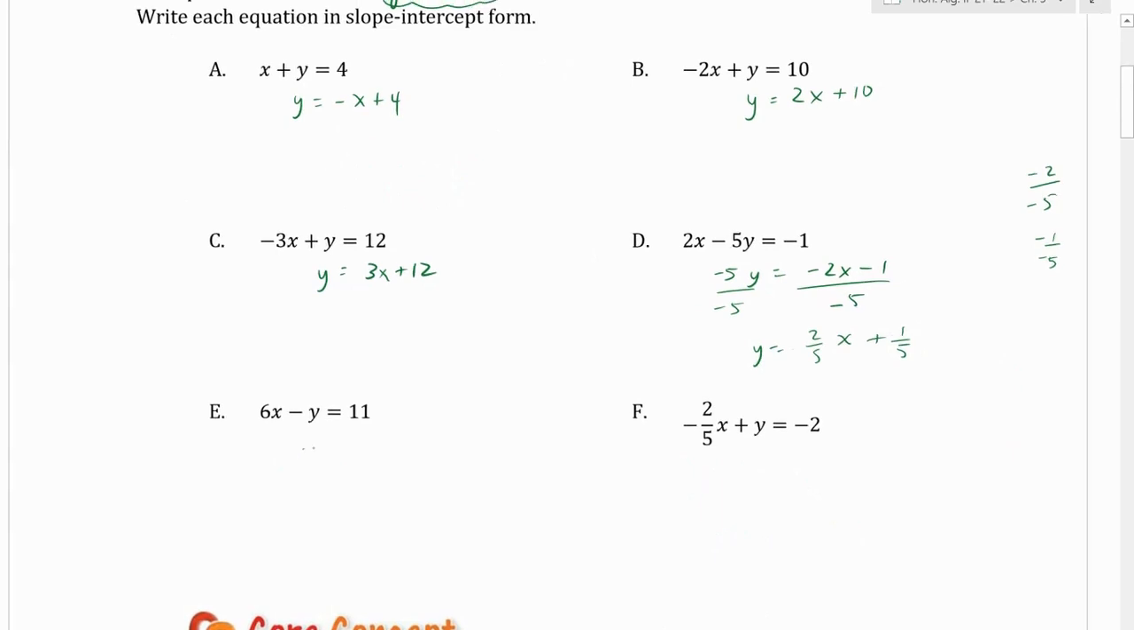Then this one, we'll move the x over, makes -6x. If the opposite of y is -6x plus 11, then the regular of y is 6x minus 11. And here's an interesting one, oh no, I was going to say it could be interesting. It's not. The y is still there by itself. So, slope of 2/5, y-intercept -2.